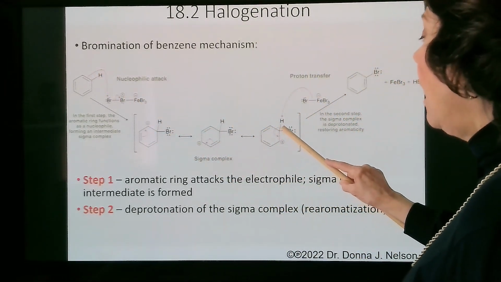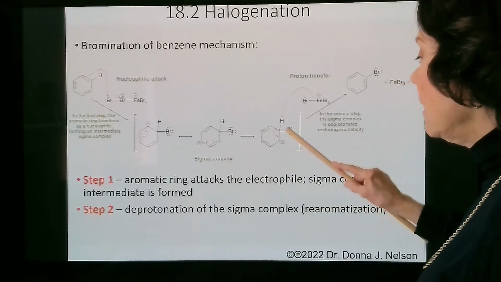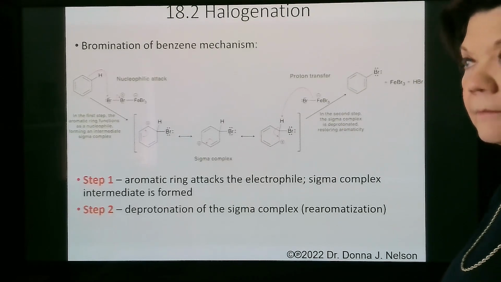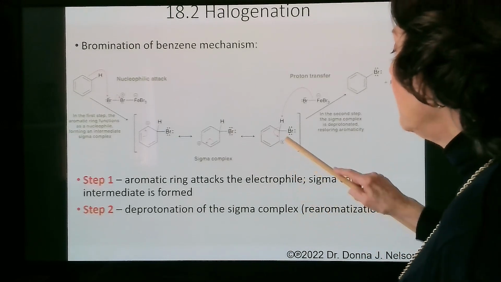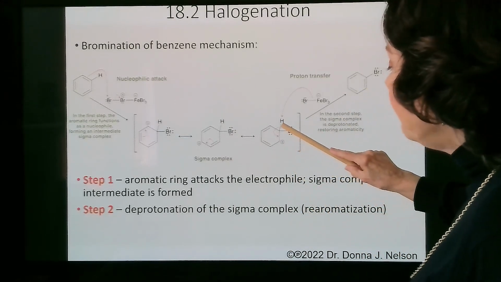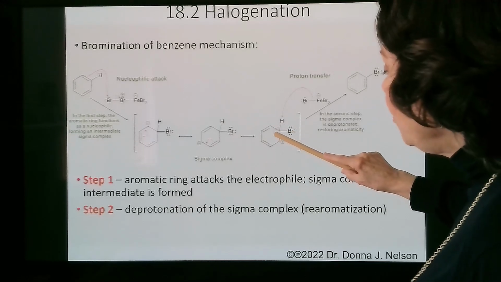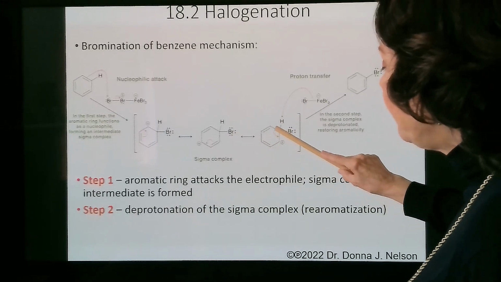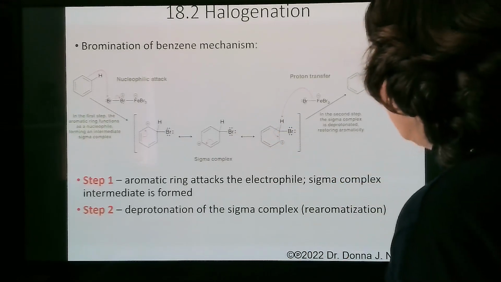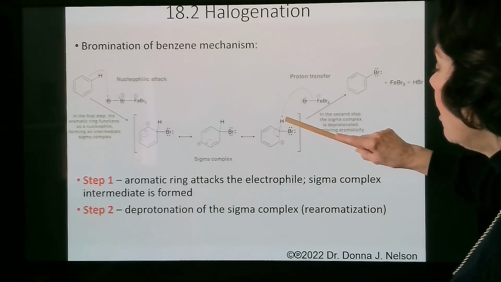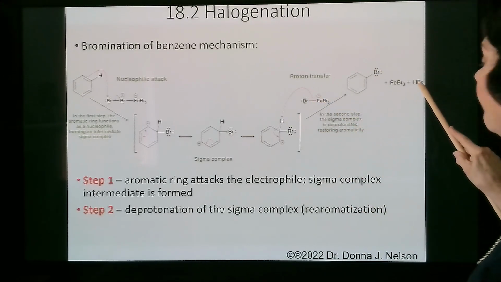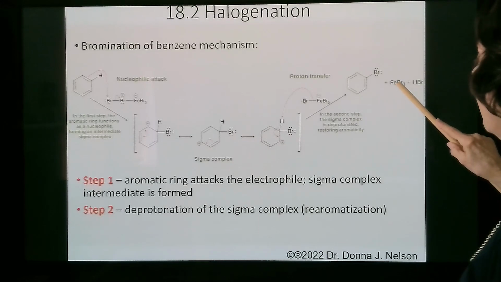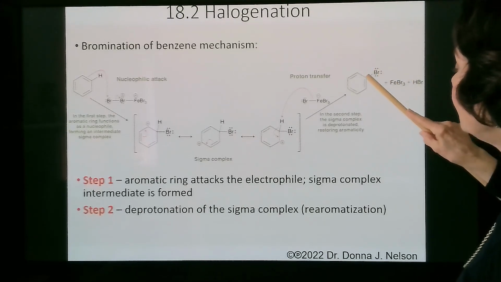And so the goal is going to be to get rid of that proton, because you need to regenerate the aromaticity to make this into a stable molecule. Regenerate the aromaticity by the pair of electrons in the CH bond moving back down to form the 6 pi electron cloud. So this pair of electrons moves back down, it satisfies the positive charge, and so now the proton is removed. It goes off as HBr, up here you can see, and you have the iron tribromide, and now bromine is attached to the ring.